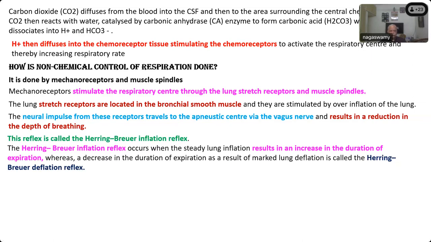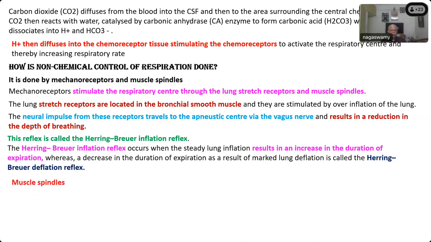So this reflex is called the Hering-Breuer inflation reflex. That is, when the lung stretches, the mechanoreceptors stimulated carry the sensation via vagus to the apneustic center, which immediately cuts down the further stretch and prevents any rupture of the lung and causing any barotrauma. So the Hering-Breuer inflation reflex occurs when steady lung inflation results in an increase in the duration of expiration, whereas a decrease in the duration of expiration as a result of marked lung deflation is called the Hering-Breuer deflation reflex. So both during inflation and deflation, it is very important.